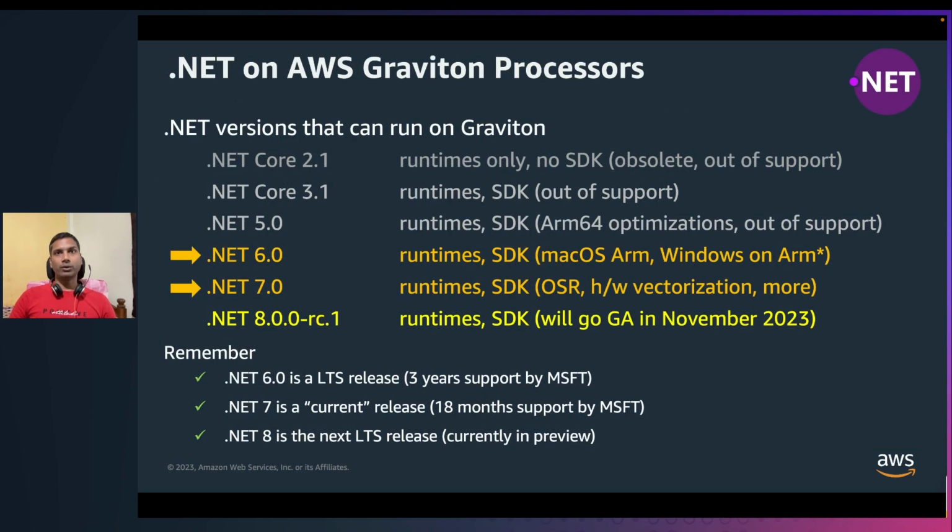I would like to draw your attention to the support status of different .NET versions from Microsoft. All versions of .NET Core and .NET 5 have already reached their end of life. Therefore, we highly recommend utilizing a newer version of .NET such as .NET 6 or .NET 7 when moving your workloads to Graviton instances. Not only do these versions provide improved performance, but they also benefit from optimization specifically tailored for ARM64 architecture.